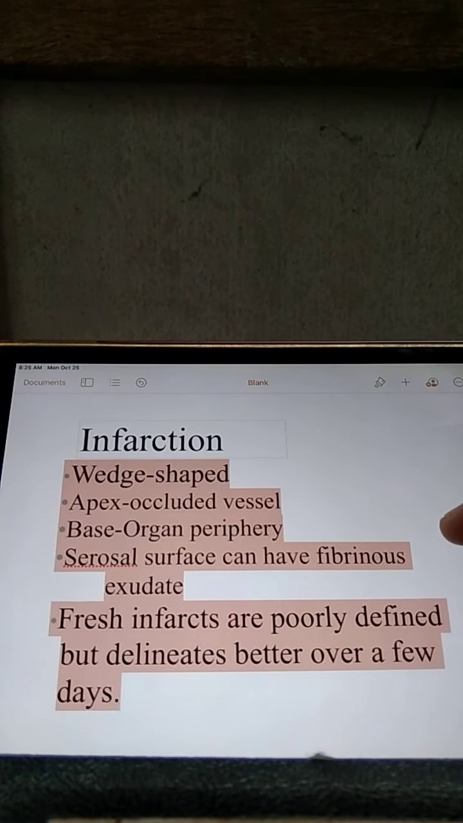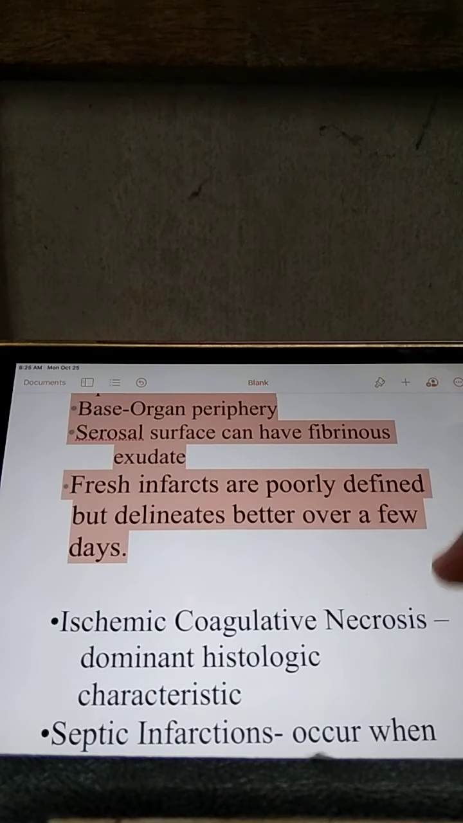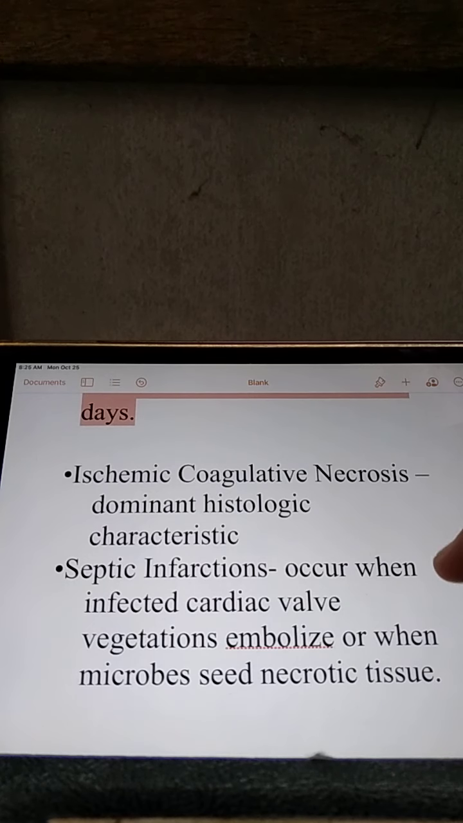Infarction is wedge-shaped, with the occluded vessel at the apex and the organ periphery at the base; the serosal surface can have fibrinous exudate. Fresh infarcts are poorly defined but delineate better over a few days. Ischemic coagulative necrosis is the dominant histologic characteristic. It is a type of accidental cell death typically caused by ischemia or infarction.